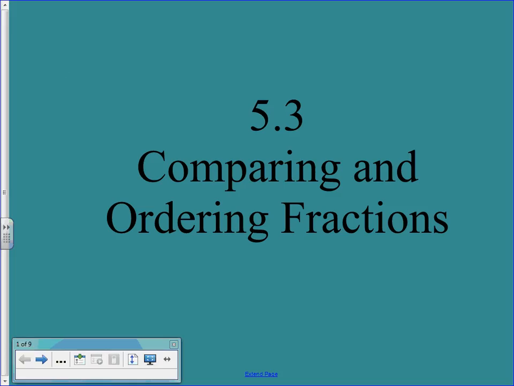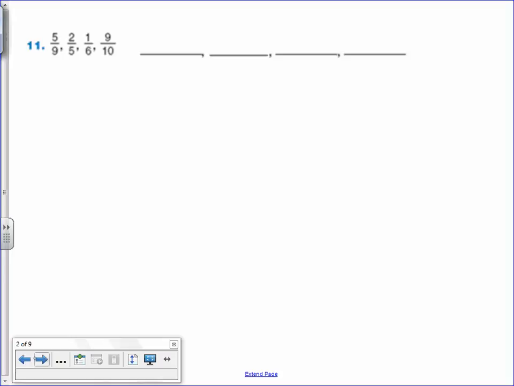Today we're working with comparing and ordering fractions. This is kind of my favorite because you get to find common denominators. I want to be putting these in order from least to greatest. I have four fractions here. I want to find out which one's the smallest, which one's the largest, put them in the correct order. I've got 5/9, 2/5, 1/6, and 9/10.